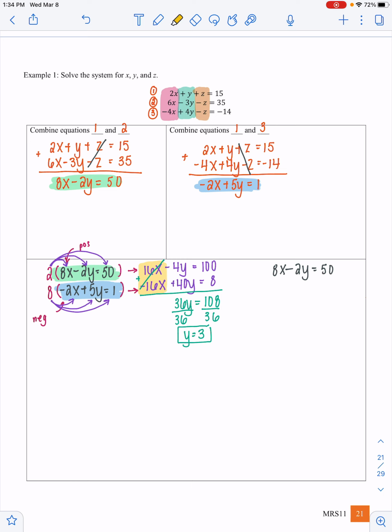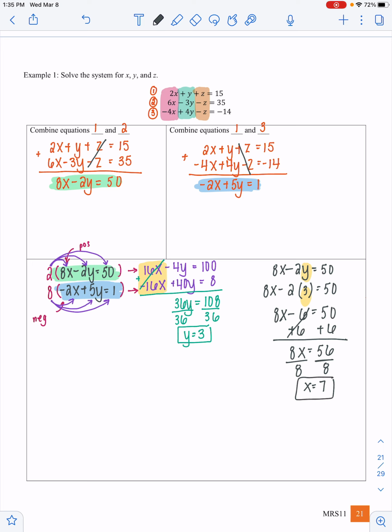And what we're going to do is plug in for y because I already know what that is. So 8x minus 2, and instead of y, we are plugging in 3, and that's supposed to equal 50. Let's distribute. 2 times 3 is 6. And then we're going to add 6 to both sides. This is now a two-step equation. So 8x is equal to 56. One more step, divide by 8. X is equal to 7.